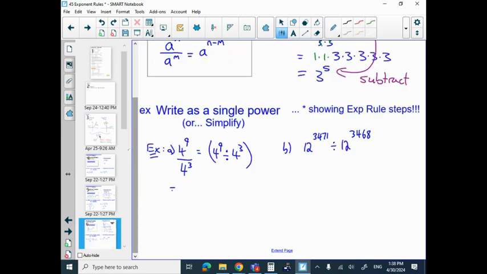So as an example here, we could say, well, the in-between result would be 4 to the 9 take away the 3, so it would be 4 to the power of 6. And notice this could have been written as 4 to the 9 over 4 to the 3, or 4 to the 9 divided by 4 to the 3. They mean the same thing, right?